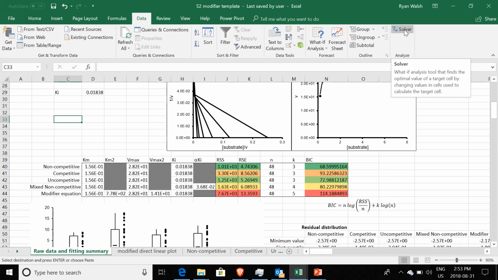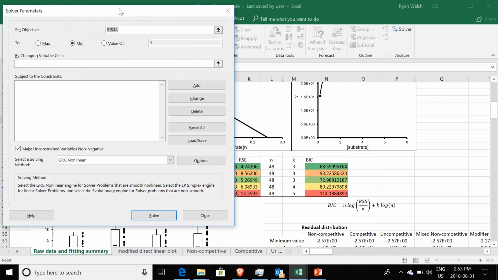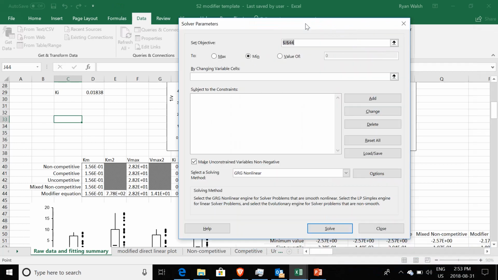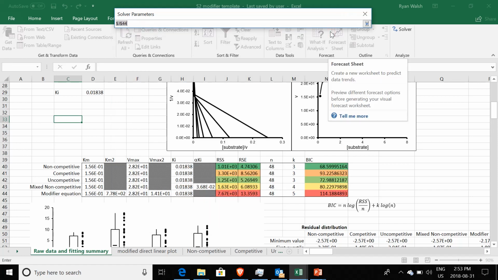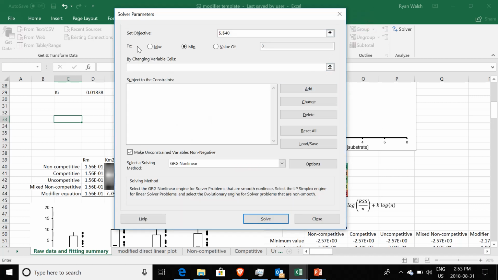But this is a nonlinear regression algorithm, and how you're going to use it with this template is you're going to set your objective. So in this case, if we wanted to fit to the non-competitive inhibition equation, we would start with the squared residuals as our objective. We want to minimize that, to go to a value of 0. You're not going to get to a value of 0, but tell it to go as small as possible.